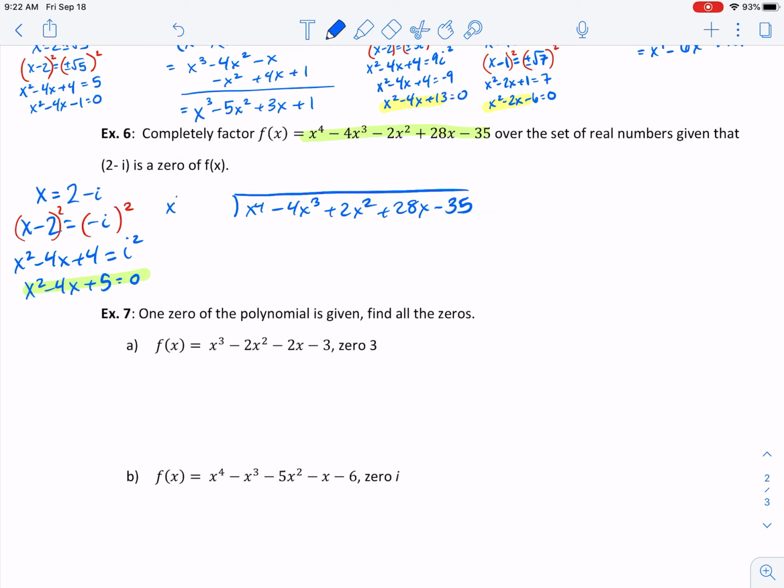And so this is x squared minus 4x plus 5. Hopefully you've practiced long division a bit. If not, you're going to practice it some more. X to the 4th divided by x squared is just x squared. I line up my columns. This gives me x squared minus 4x cubed plus 5x squared.